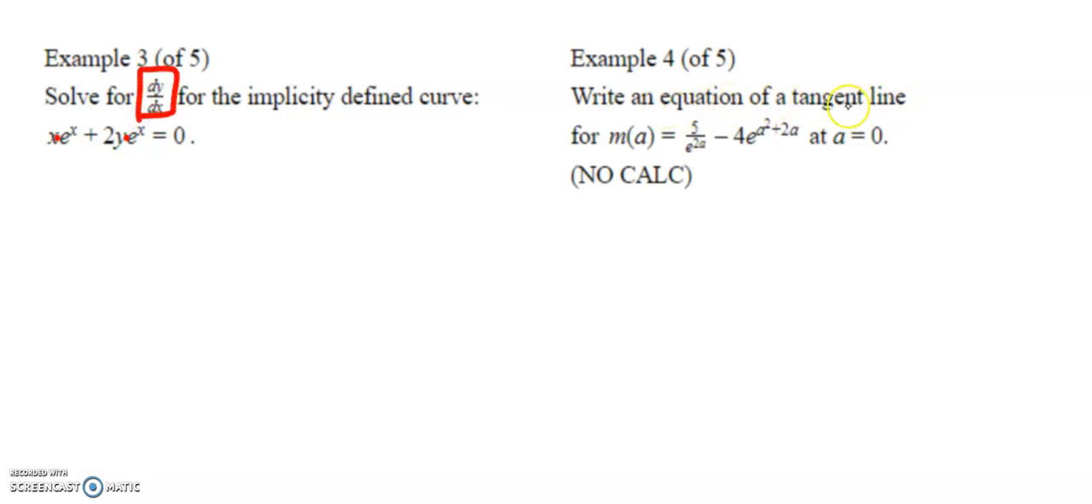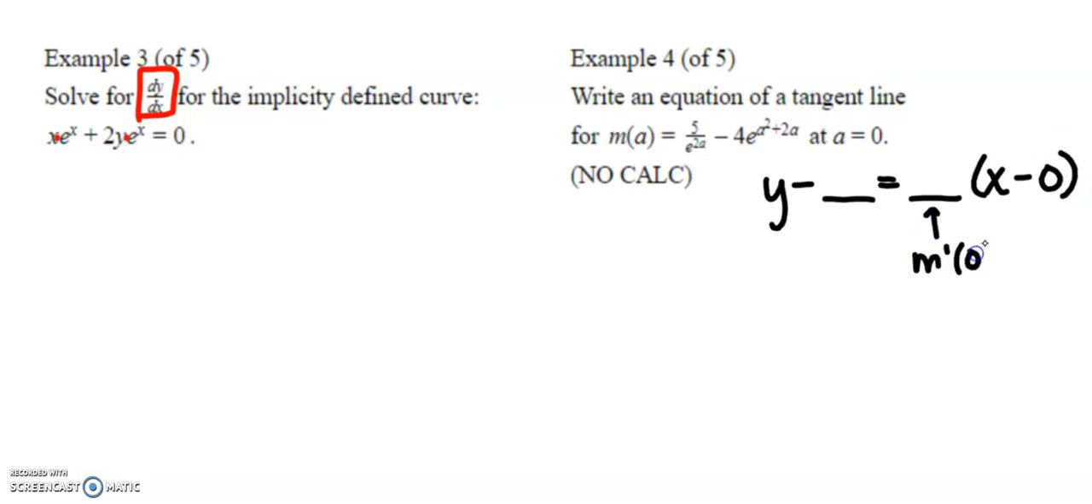This one, write the equation of a tangent line for m of a is equal to this mess at a equals 0. To get you started there, I'll remind you that the equation of a tangent line should be y minus your output equals your slope at, in this case, 0. So we want to find m prime of 0, which is what's going to go in there. And what's going to go in here is just m of 0. So pause your video, try these 2 for yourself, and then unpause and see how you did. Pause now.